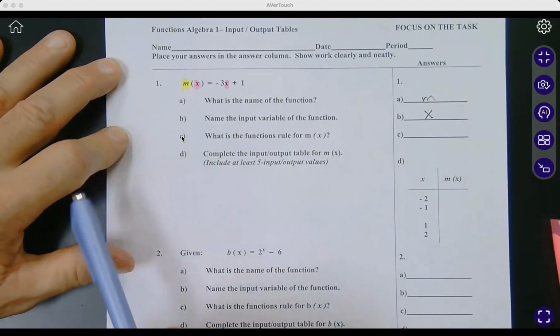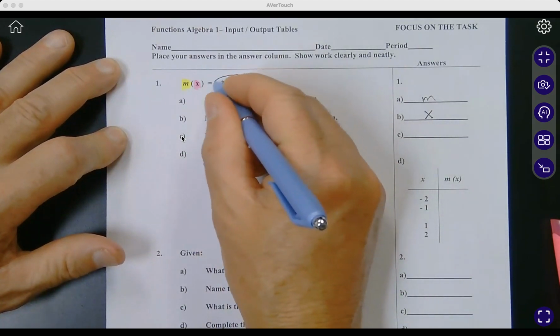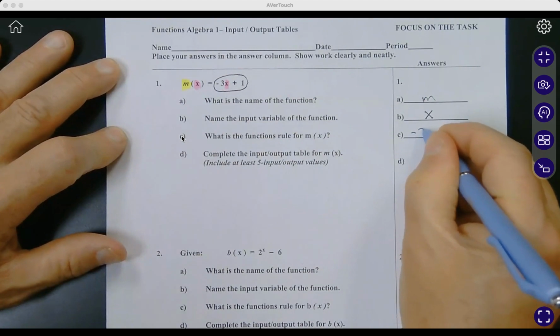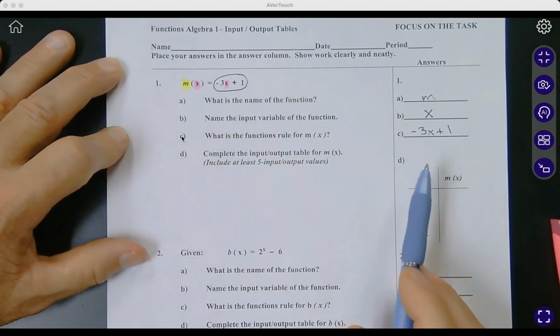Now, the rule is what changes the input variable to the output value, or the input value to the output value. So that is the rule. So the rule is what changes the input value to the output value.